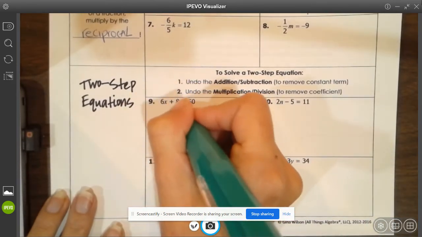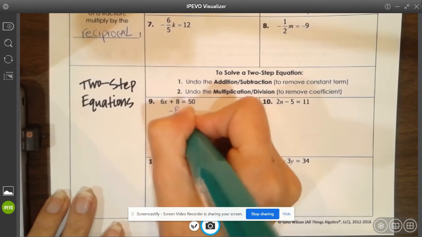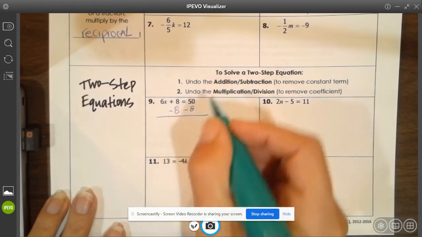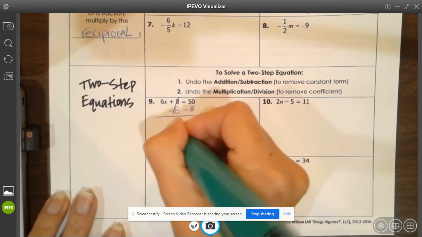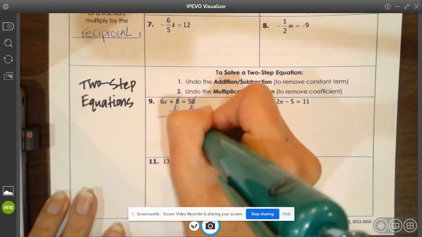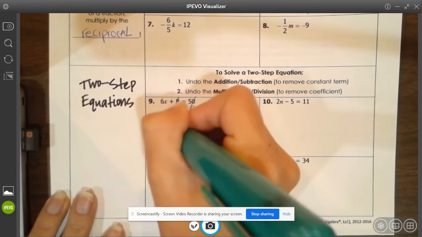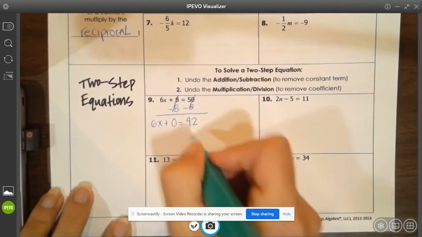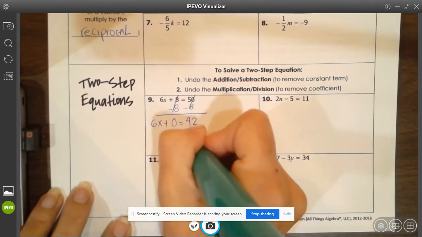So I'm going to, this is adding, so I'm going to subtract it from both sides. I want my variable alone, so I want this number alone. 8 minus 8, that is 0. 50 minus 8, that is 42. And then I still have that 6x, right? So now I don't need that 0 anymore, so that's 6x equals 42.